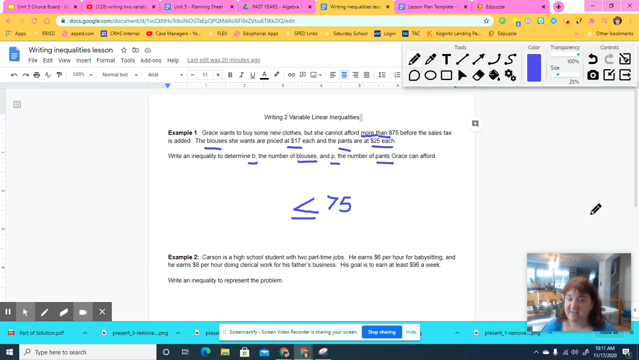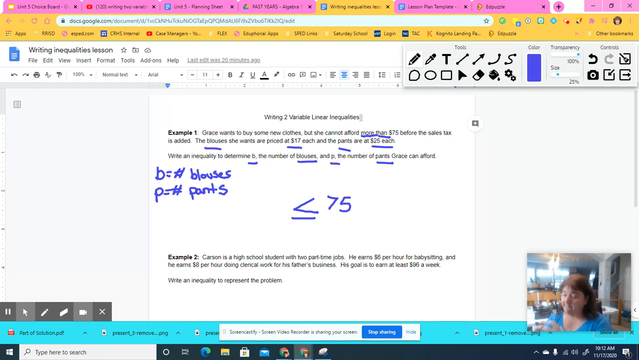Write an inequality to determine B, the number of blouses, and P, the number of pants. Oh my gosh, this problem already identified the variables for us. It said B equals the number of blouses, and P equals the number of pants. So that's like the first thing you always want to do. Identify your variables, right?